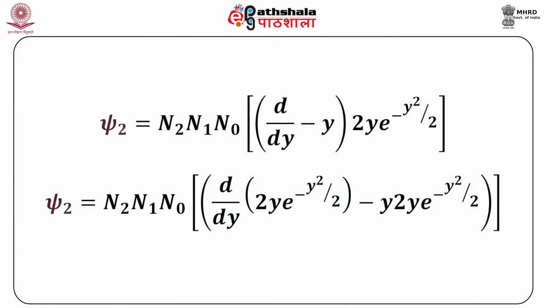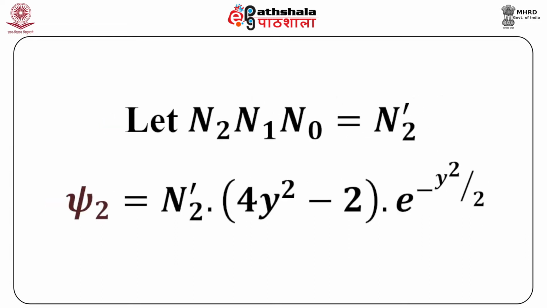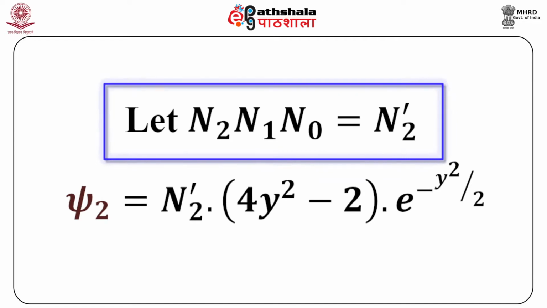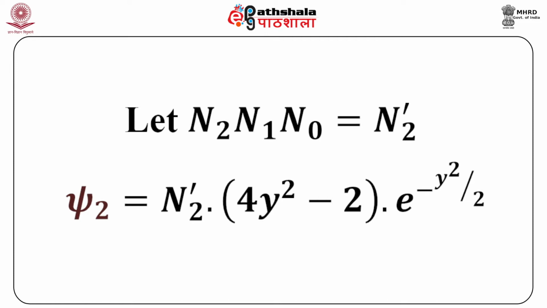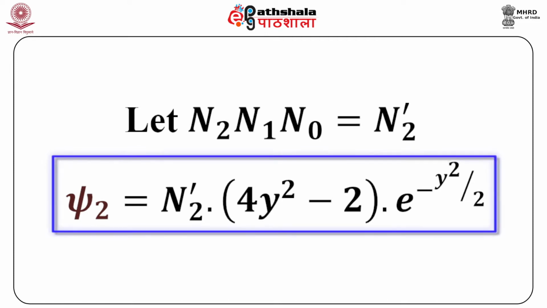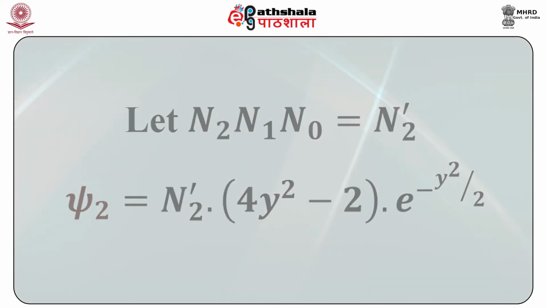Extending our discussion further, we can similarly find out psi 2. As you can see here, psi 2 is calculated in exactly a similar manner, and here we define the new normalization constant, N2 prime, which will be equal to N2 N1 N0. If we simplify it, ultimately we get psi 2 is equal to N2 prime, then in parenthesis 4y square minus 2, then e to the power minus y square by 2.